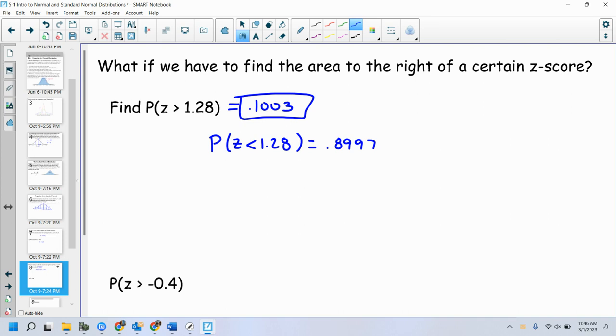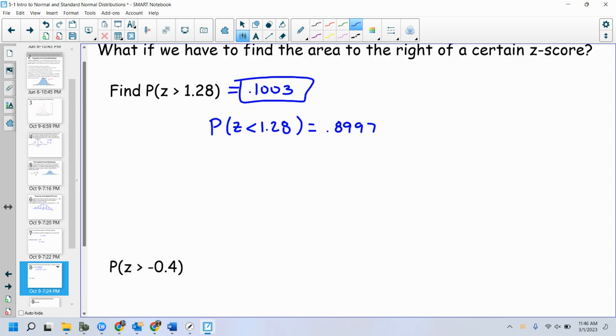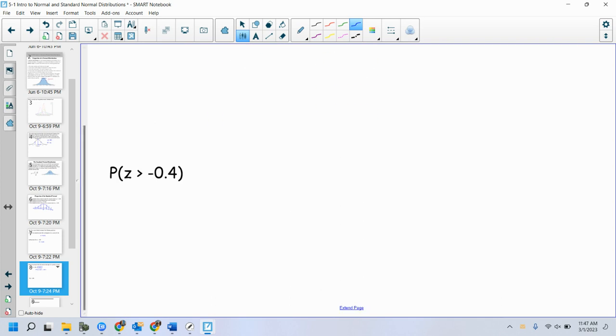Does that make sense? Yeah. So to calculate to the right of something, you just take 1 minus the score that you find. Okay, so let's calculate greater than negative 0.4. Do you have to make that an inequality because it's not less than or equal to? It doesn't matter for these curves. Okay. Greater than negative 0.4.